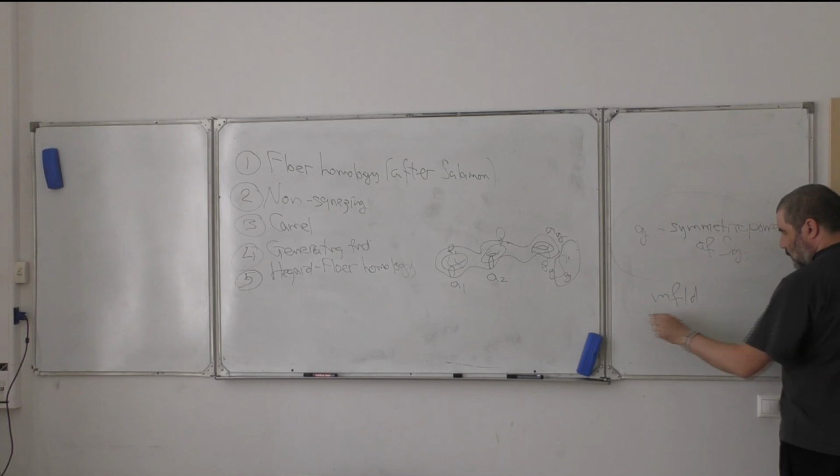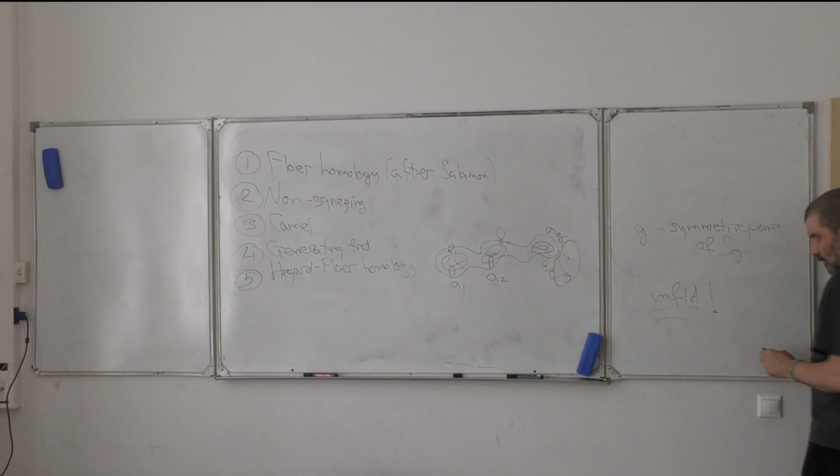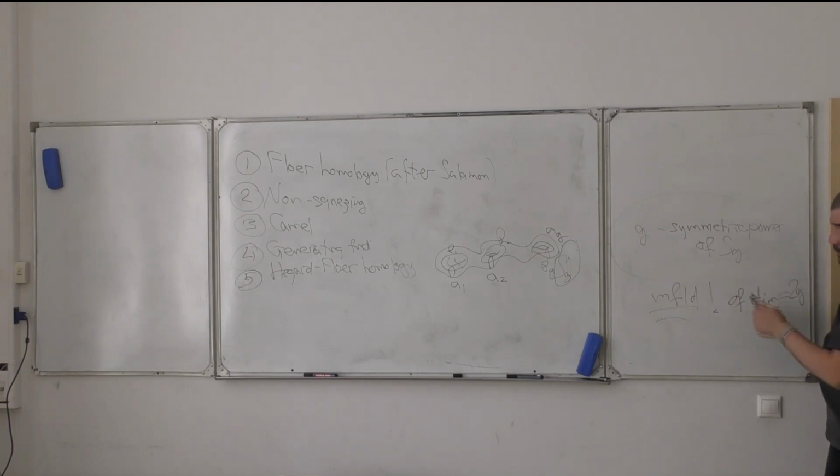by the Vieta theorem, of dimension equal to 2g. And in some sense it's a complex manifold, and in some sense it's a symplectic manifold.